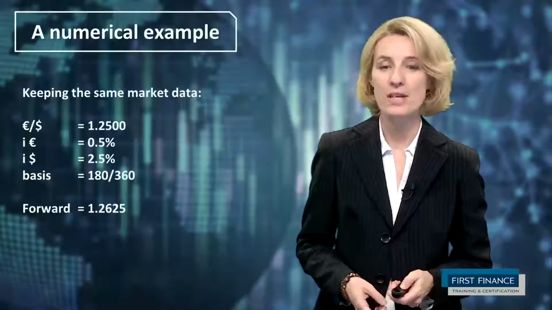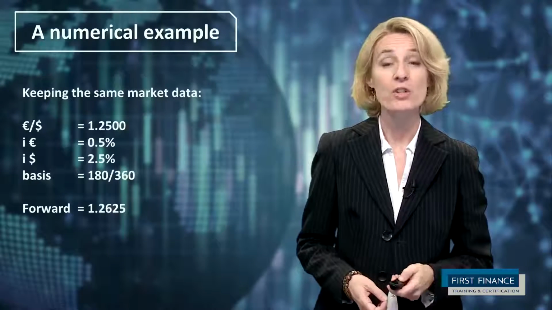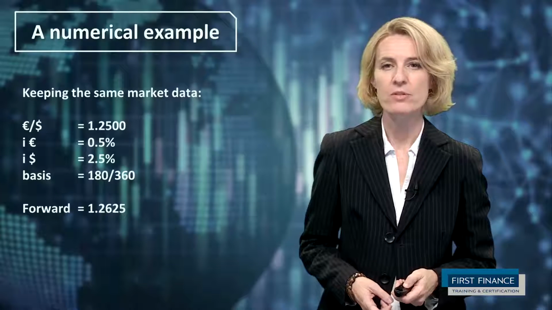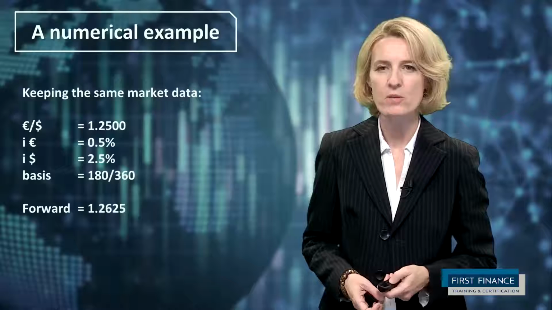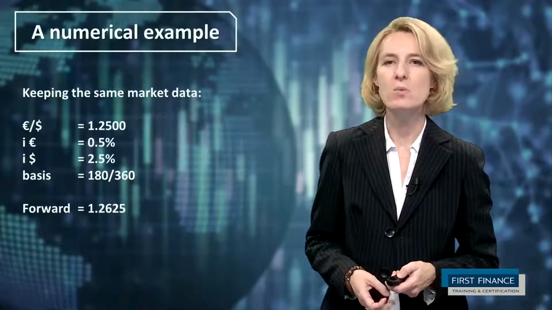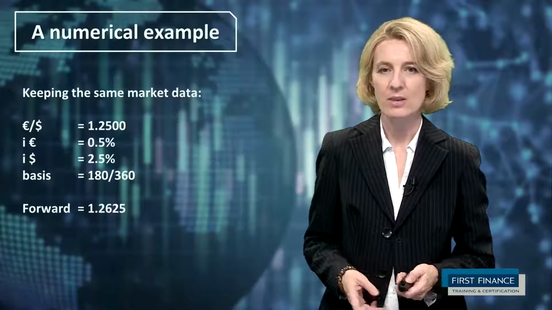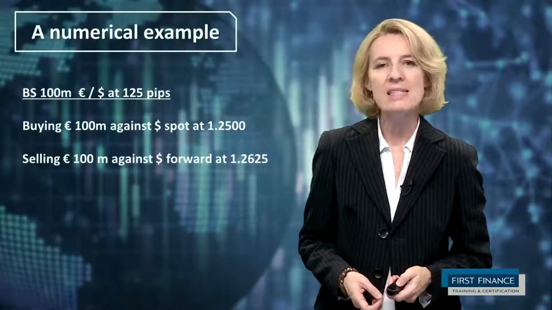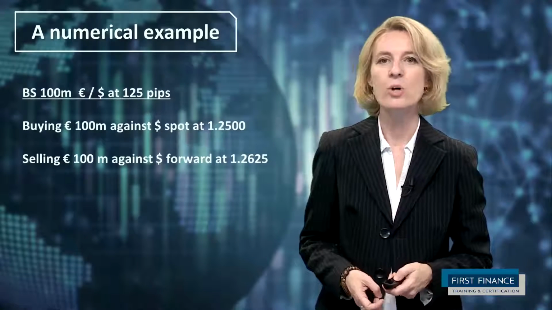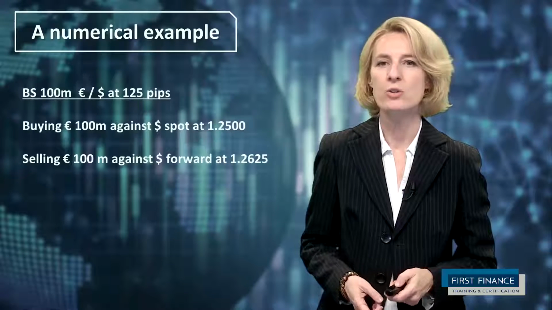Let's work through an FX swap with a numerical example, and we'll use the same data that we've used in our previous examples. We've got the euro-dollar rate at 1.25, the euro interest rate at 0.5%, the dollar interest rate at 2.5%, and the basis is 180 over 360. And the forward price is 126.25.